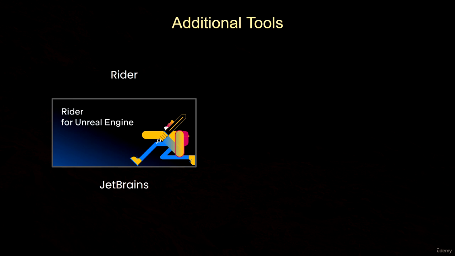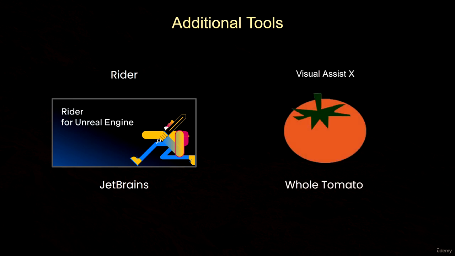Two popular products are Rider for Unreal Engine by JetBrains and Visual Assist X for Visual Studio by Whole Tomato. Now, lots of people will tell you how wonderful these are, and they are indeed wonderful. They can make your programming experience a lot smoother. However, these are not free software, so I will not be using them in this tutorial series, as I want everyone to be able to follow along without needing to install something that they can't get for free. I'm well aware that there are trial versions of these products, but I'll only be using free stuff for this series.